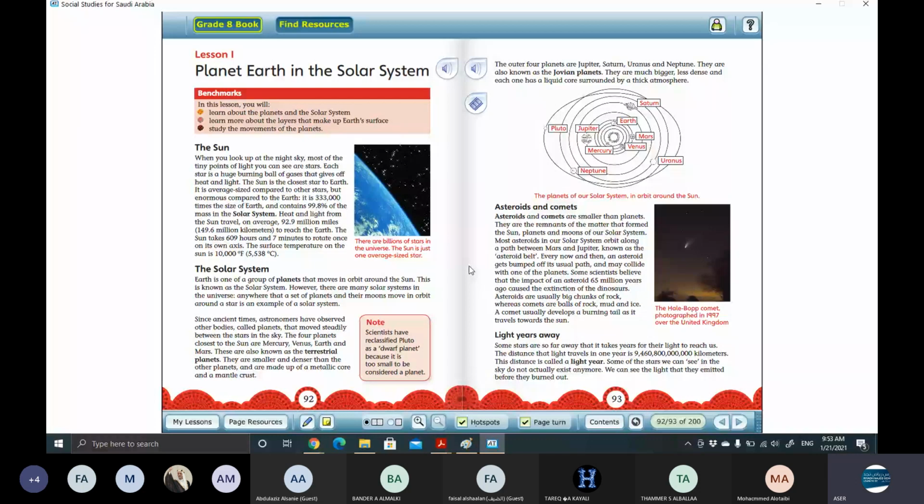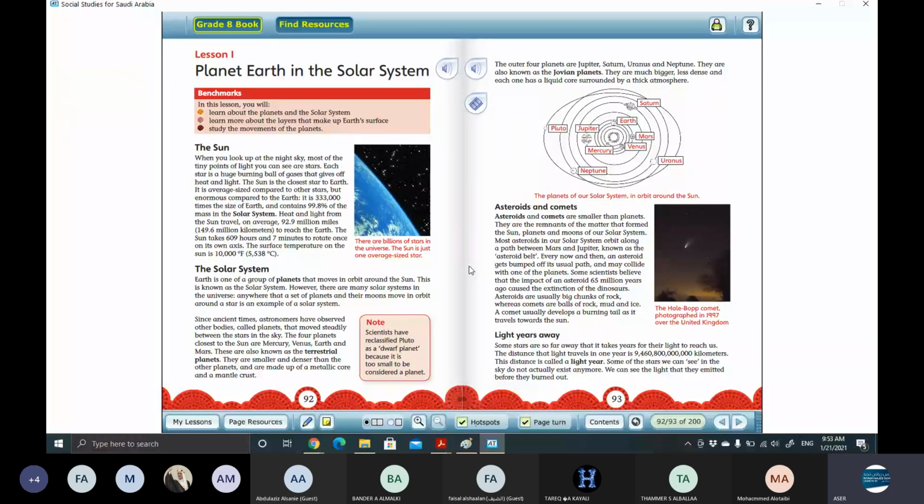And we said that the orbit of the planets is continuous in a specific orbit, and it is not stable. No, the sun moves and the whole planet system moves around it.